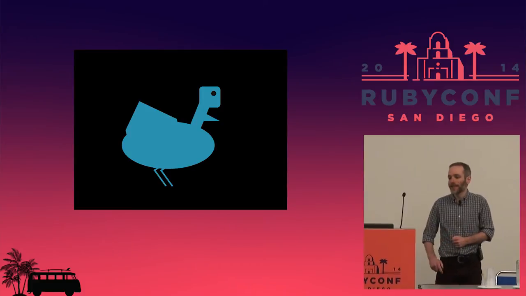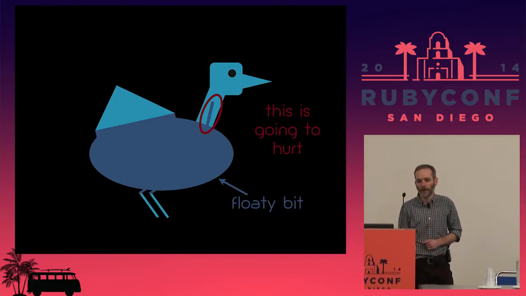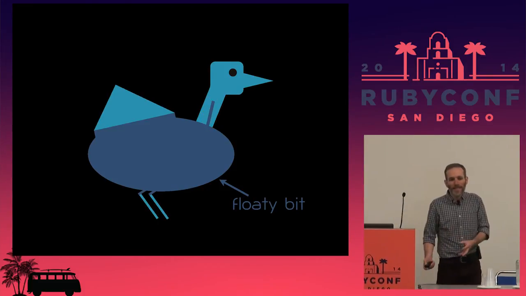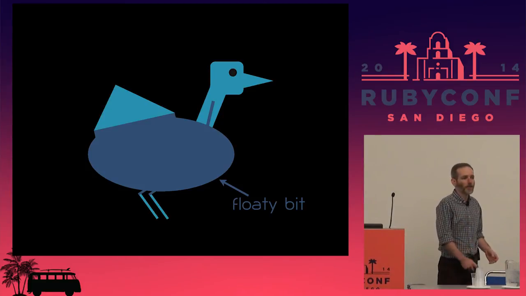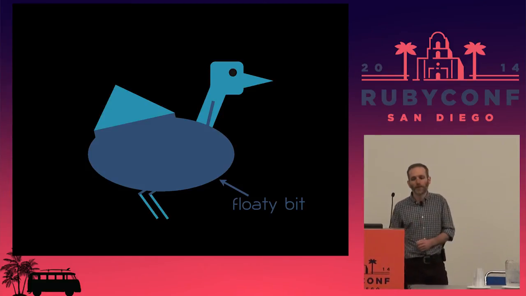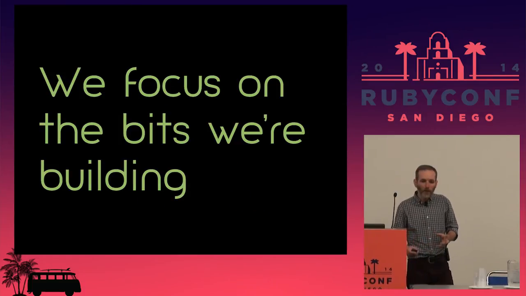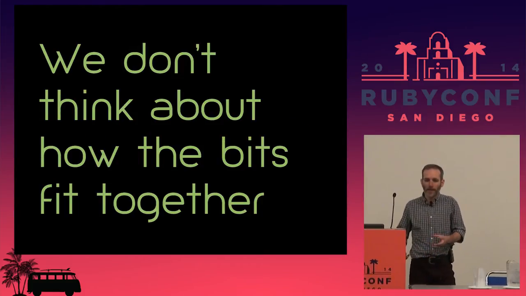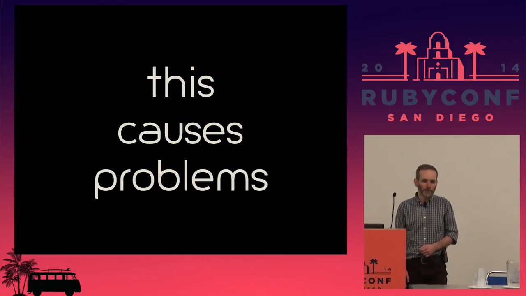Now, we can easily fix this. We can just remove it, okay? Because this is going to be very bad for a duck, so we can just get rid of it. That's fine, but this is the second time it's happened. We've tried to change something, and then it's forced another change onto us, because we've been badly handled. And I think generally what's happening is, we're focusing on the bits that we're building as we go along. But we're not thinking about how these bits fit together. And this is causing problems for us.